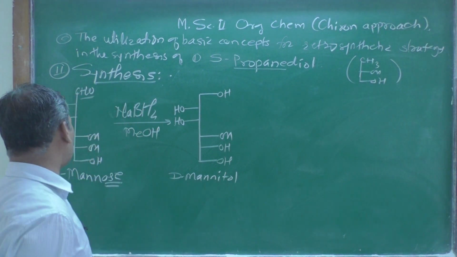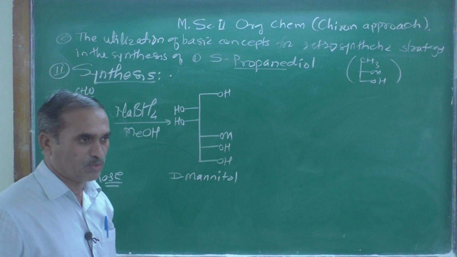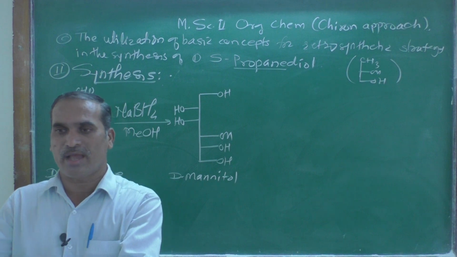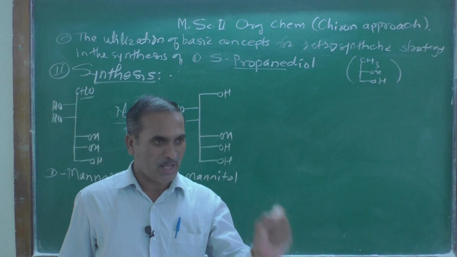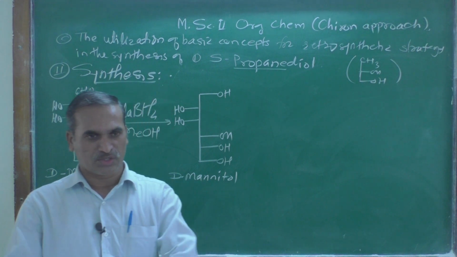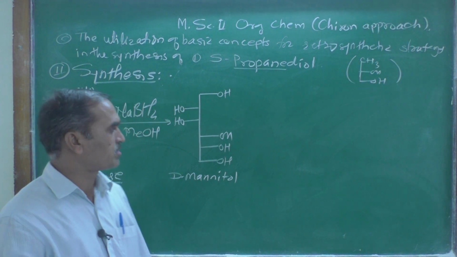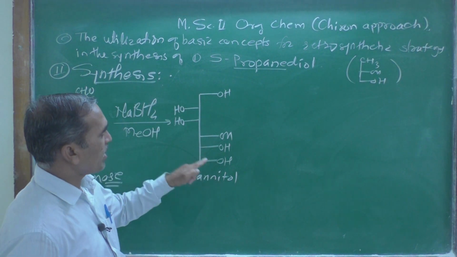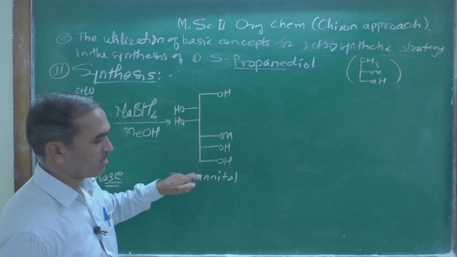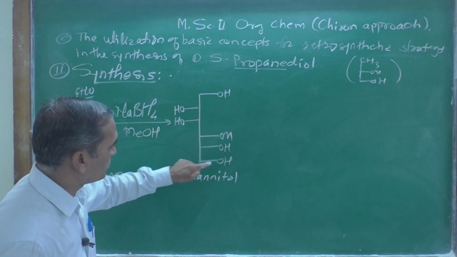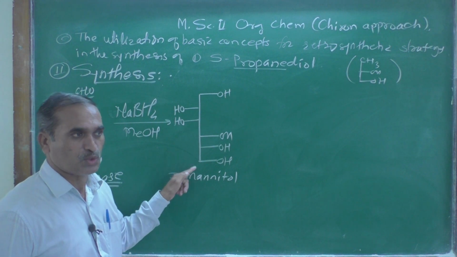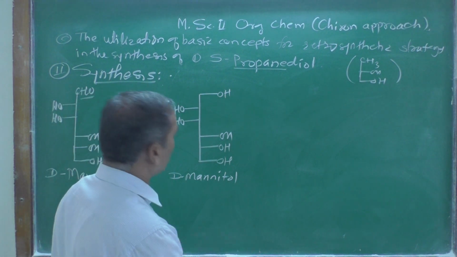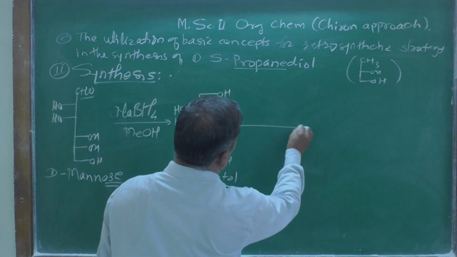Now in D-Mannitol, how many hydroxy groups are there? These hydroxy groups, we know, are categorized into 3 classes: primary alcohol, secondary alcohol, tertiary alcohol. But here how many types of alcohol are you going to see? Here 2 primary alcohols are there, the terminal ones, because the hydroxy group is connected to a CH2 group, and these 4 are the secondary alcohols. Now a suitable reagent is used here.